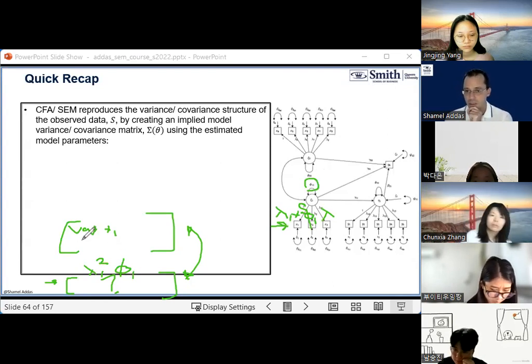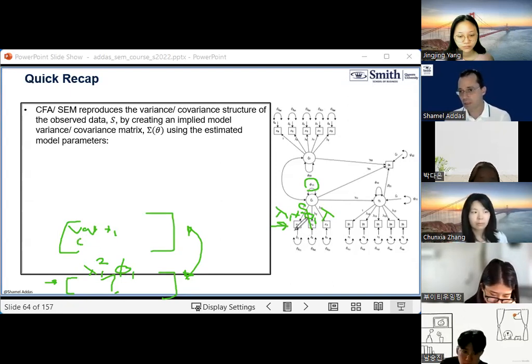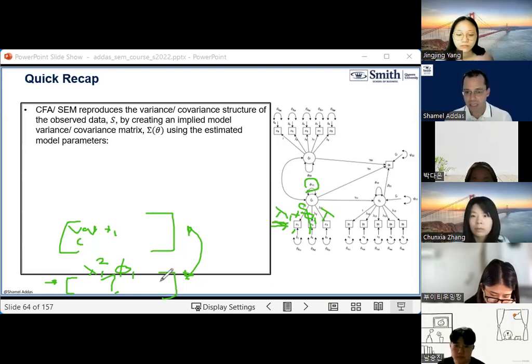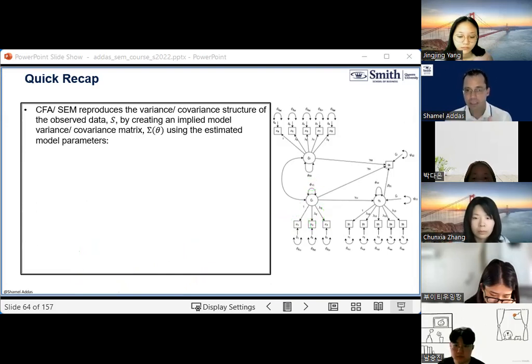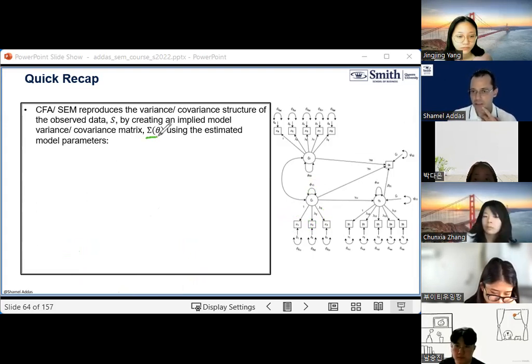Okay, then you look at the covariance of x1 and x2, and you do the same thing. This is x1, this is x2, so it's going to be lambda 1 times the variance times lambda 2, right? So it's just math. You don't really need to know it, but I like you to know these things so that you can understand where it's coming from in case there's a problem. Software will just create this model-implied variance-covariance matrix for you, and it calls it sigma theta. You know, theta is just a placeholder for any parameters that the model estimates.